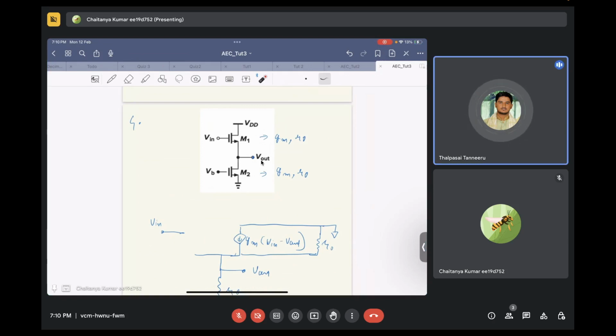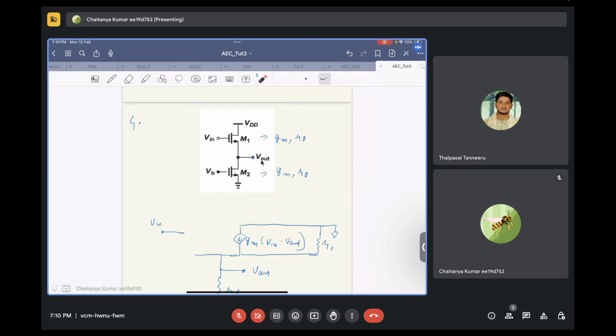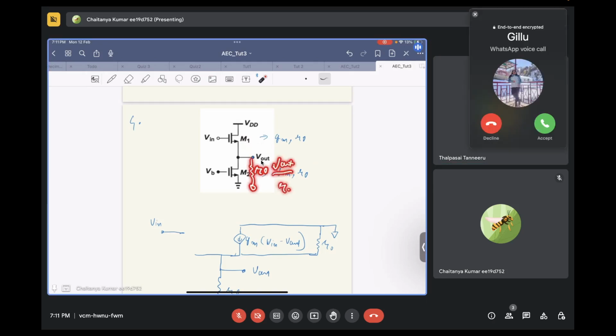If Vout increases, then current will get reduced. Why? That's what I'm asking. Here gm (Vin minus Vout) is there. Vout is the source voltage of M1, right? So this current, gm (Vin minus Vout), will get reduced. But there is output resistance r_o, right? So Vout by r_o will increase.